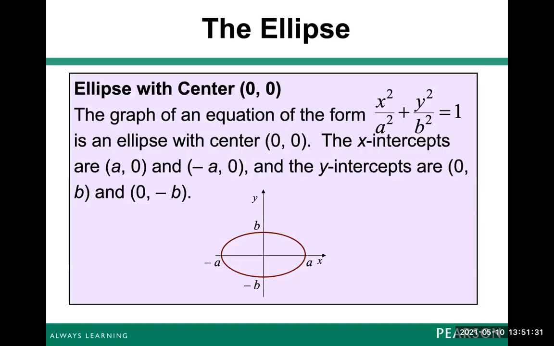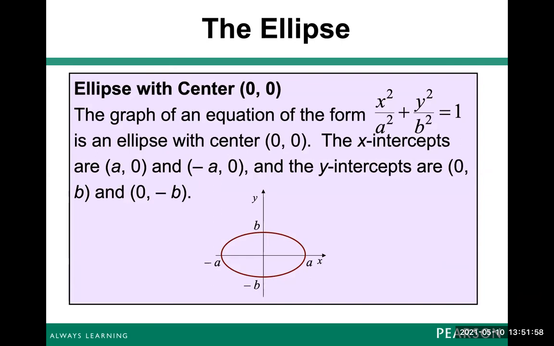All right, so let's talk about the equation of an ellipse with center (0, 0). The graph of an equation of the form x squared over a squared plus y squared over b squared equals 1 is an ellipse with center (0, 0). The x-intercepts are (a, 0) and (-a, 0), and the y-intercepts are (0, b) and (0, -b).